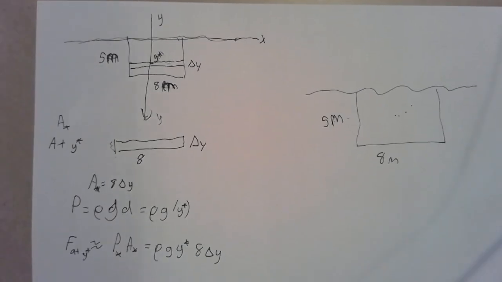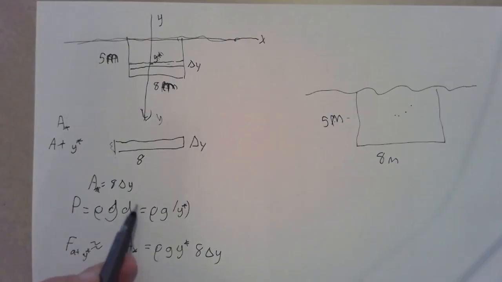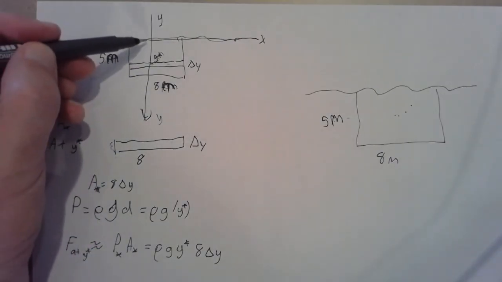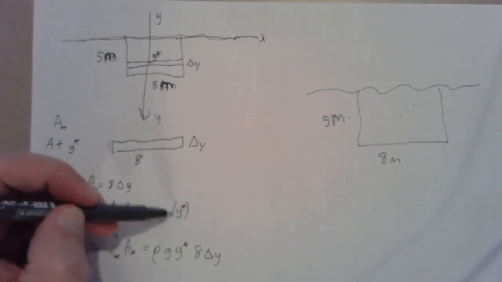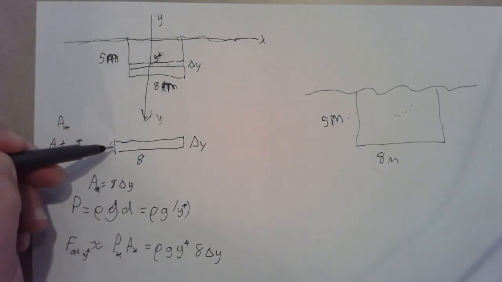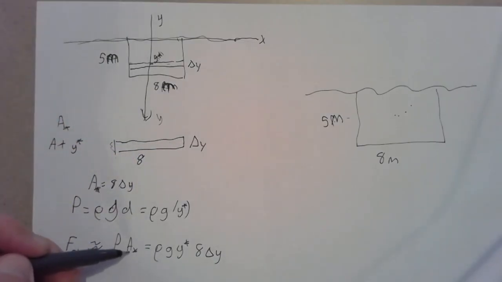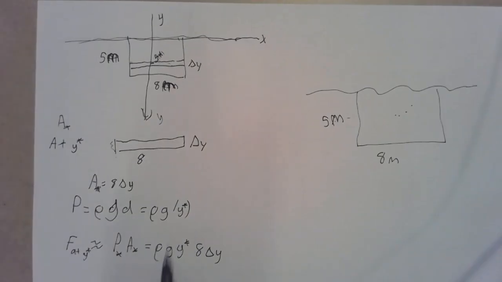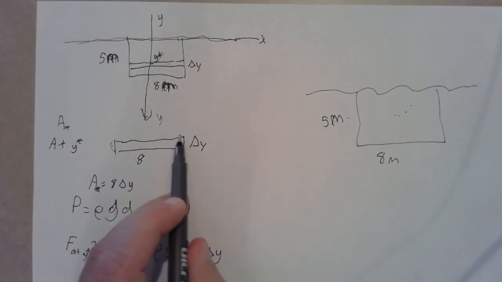Pressure depends on depth. The pressure of water at some depth is the density of water, which is 1, times g, 9.8 meters per second squared, times the depth d. Here my depth below the water is that little variable I called y star. So here's my pressure at that depth. Well, then the force just from this little rectangle here is that pressure times the area. So pressure times area. That's the force from just one little rectangle.